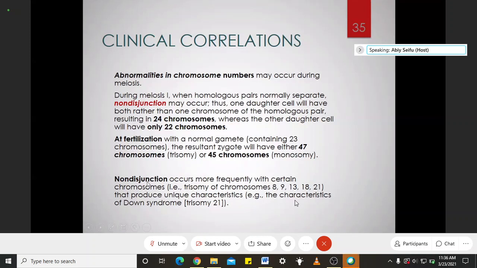So non-disjunction commonly occurs in chromosome numbers 8, 9, 13, 18, and 21. Okay, we have 23 chromosomes. Each of these chromosomes is designated by a number: chromosome number 1, 2, 3, up to 23. If non-disjunction occurs in chromosome number 21, usually it produces a genetic syndrome known as Down syndrome. That is trisomy 21. So during meiosis, non-disjunction may occur, and as a result there may be unequal distribution of chromosomes to the daughter cells.